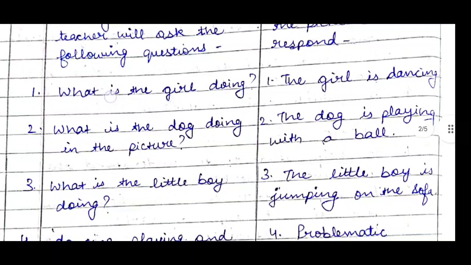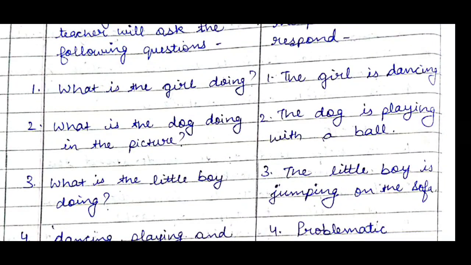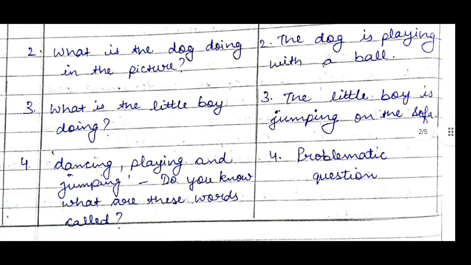So first question is, what is the girl doing? The students will say the girl is dancing. Second question, what is the dog doing in the picture? The dog is playing with a ball. Third, what is the little boy doing? Students will say the little boy is jumping on the sofa.